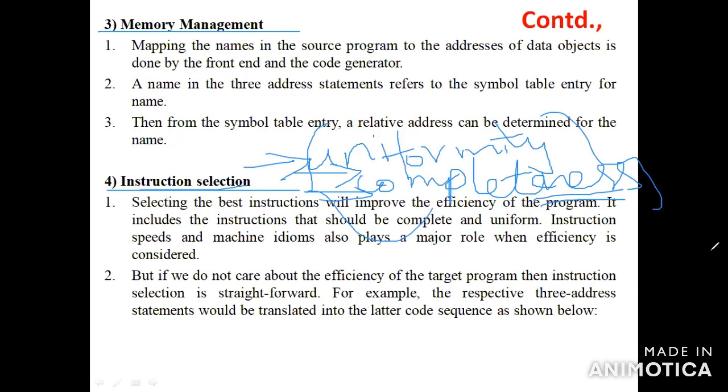In instruction selection, selecting the best instruction will improve the efficiency of the program. But the selection of instructions depends on the instruction set of the target machine. However, we do not consider the efficiency of the target code.